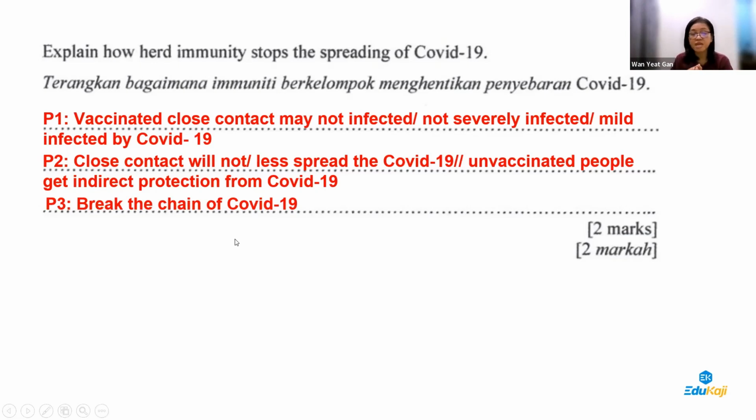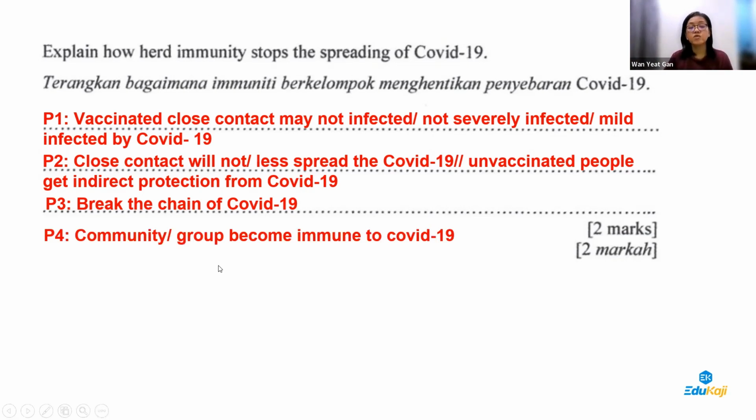So you break the chain of COVID-19. That means if this person gets infected, he will not spread it to the close contact because the close contact has been vaccinated. So in this way, you are breaking the chain of transmission of COVID-19. Which means that now the whole community becomes immune to COVID-19.